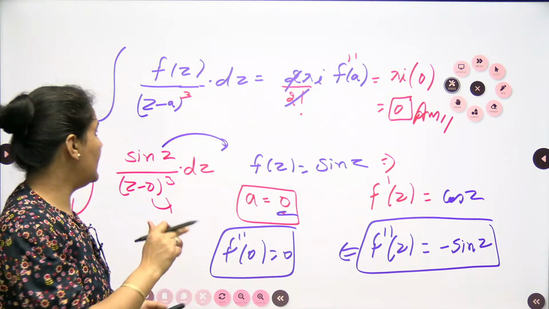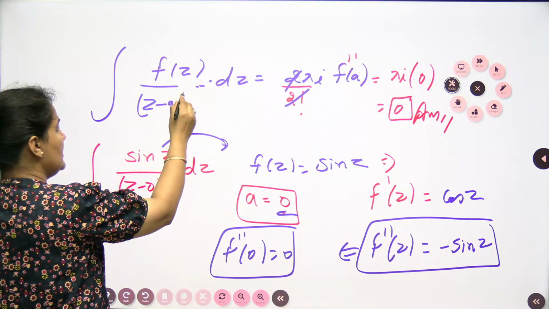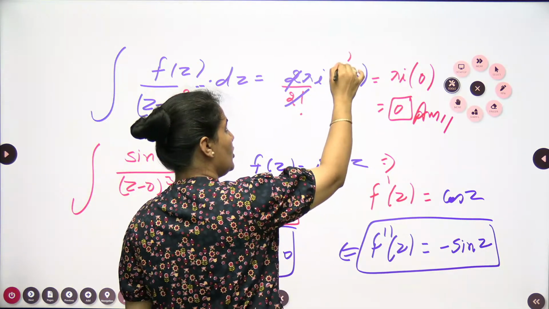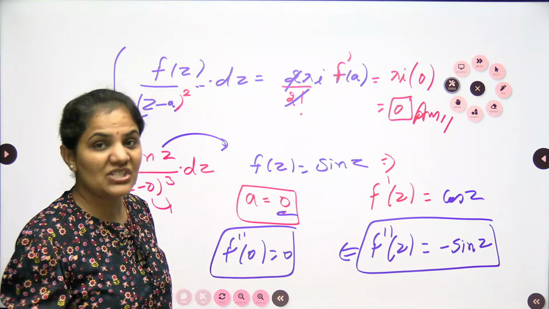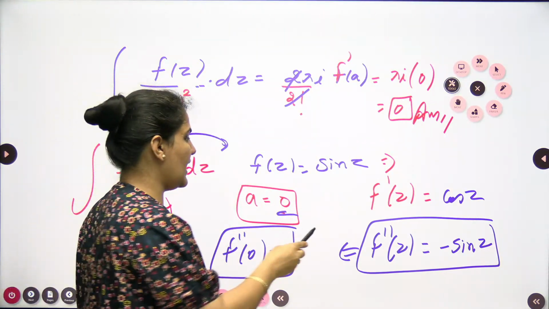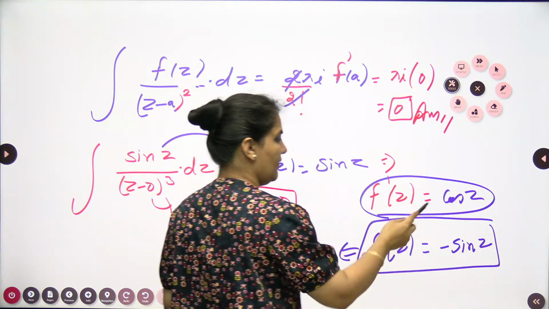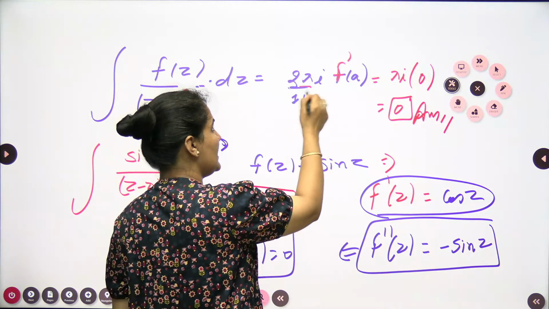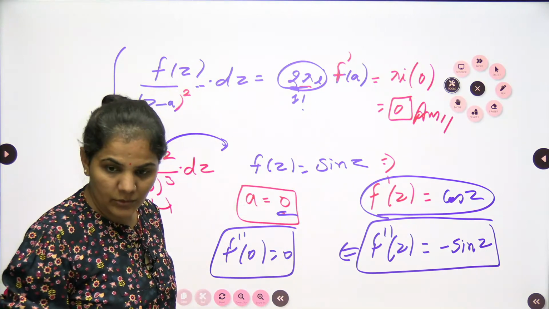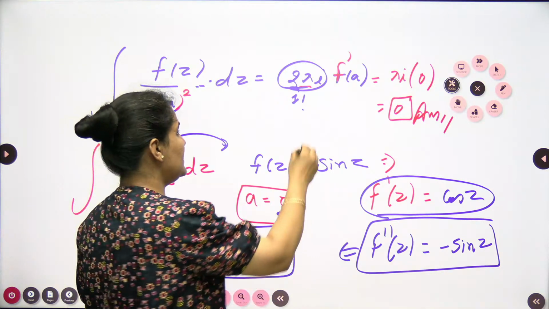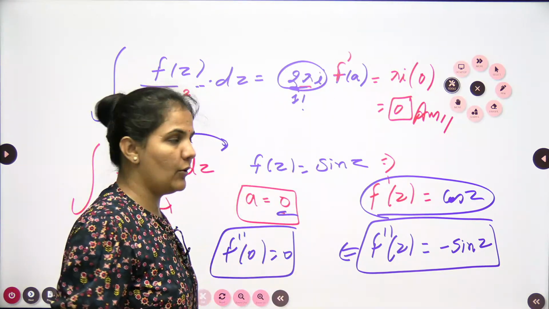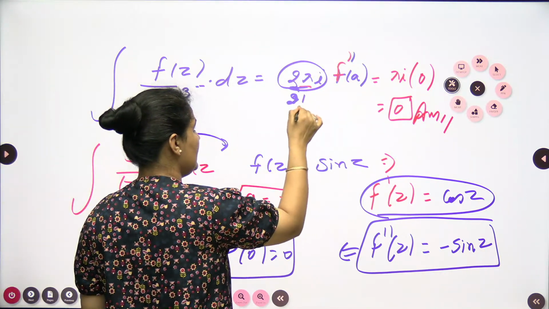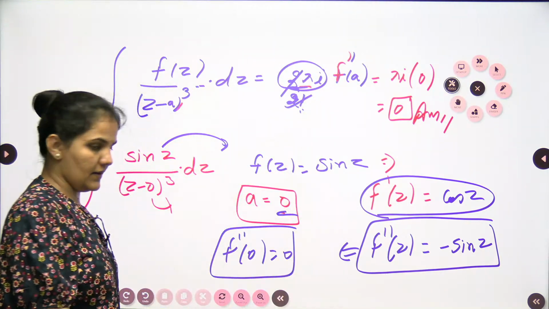Suppose your question is of a double order pole. If you have a square, then the final result will not be 0, because in this case we have f dash a, and there you don't have 2 factorial, only 1. So in this case your final answer will be 2 pi iota. But right now we have a triple order pole, which we can see very clearly. So the result is 0 here.